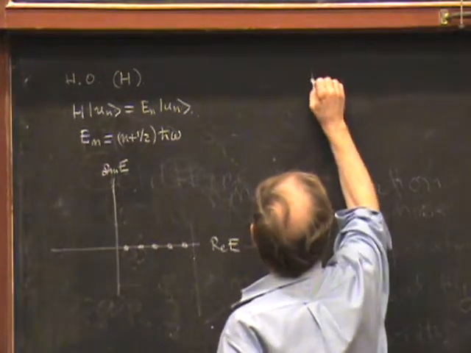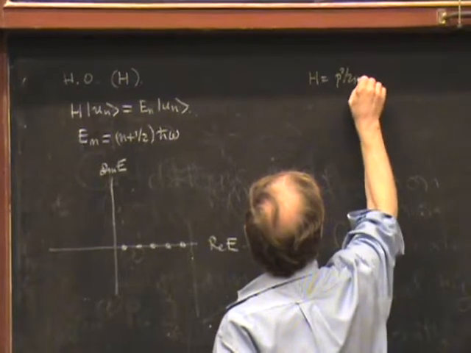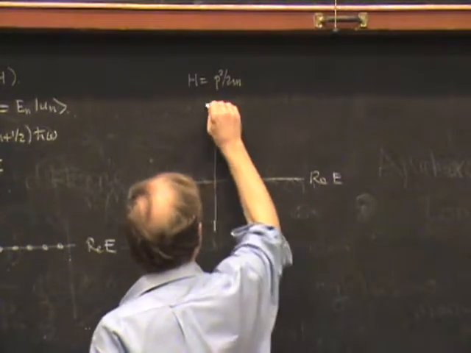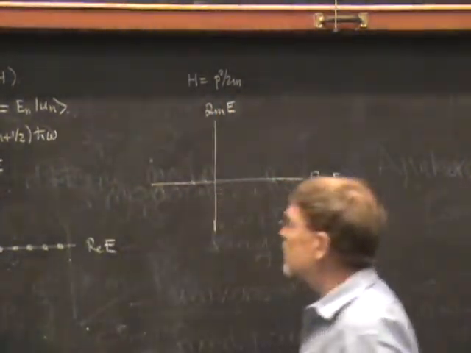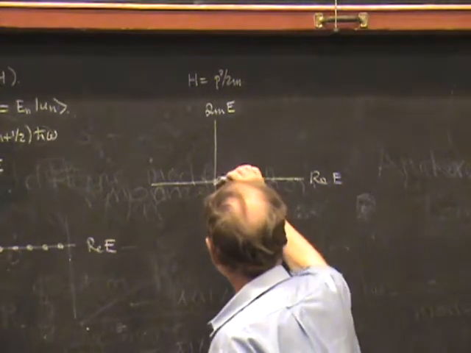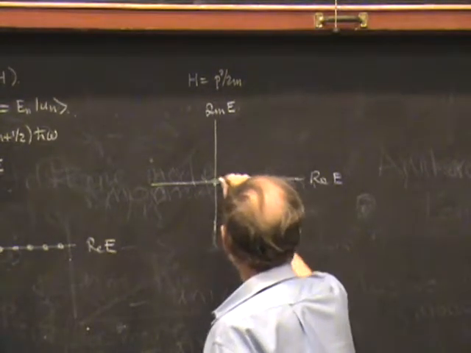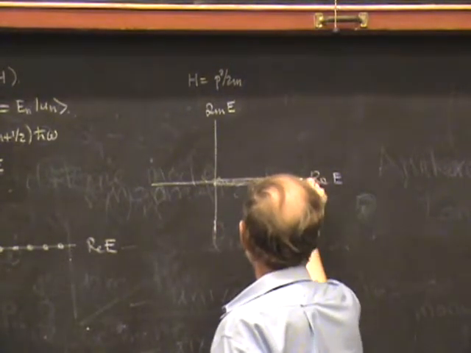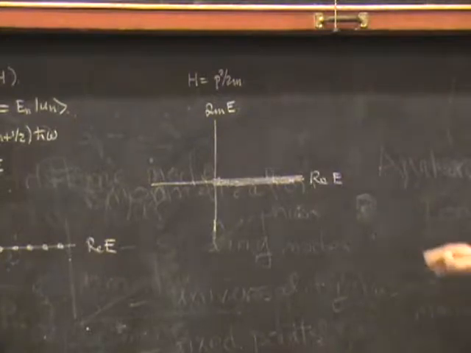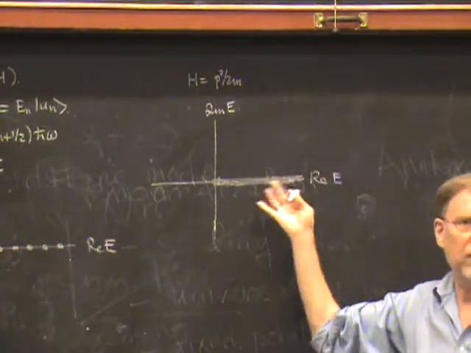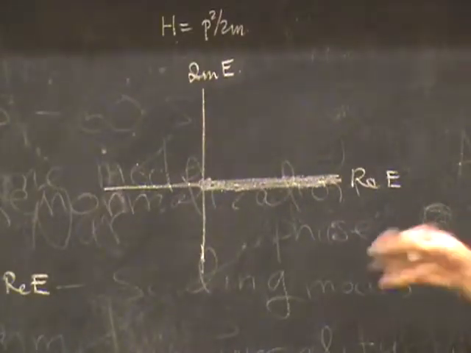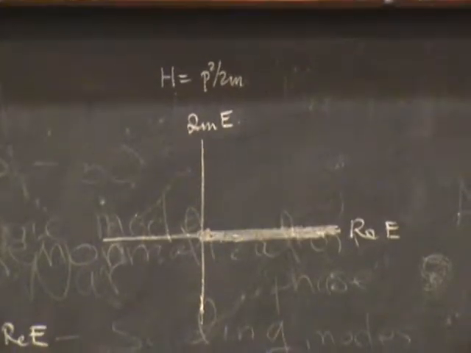Here's another example. Let's take the free particle, H equals p squared over 2m. And then here's what the spectrum looks like, real energy, imaginary energy. In this case, there are eigenfunctions for all non-negative values of the energy. So the spectrum consists of the entire positive real axis, not negative. I'll try to draw it heavy. This is an example of what's called a continuous spectrum because it's not discrete points. A continuous spectrum only arises in infinite dimensions, and I'll say more about it a little later, but right now I'm just giving you a preview of some of the things that can happen.